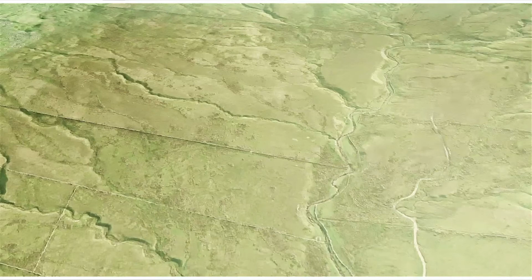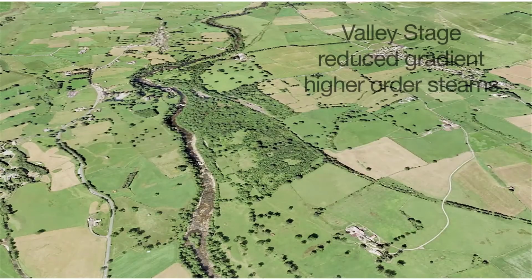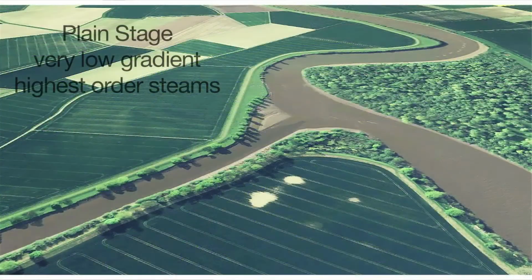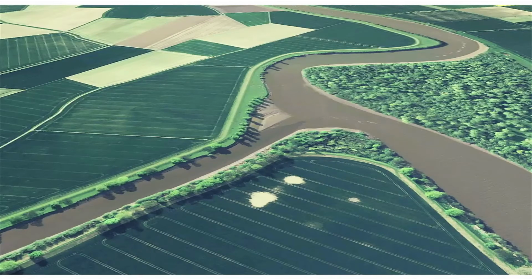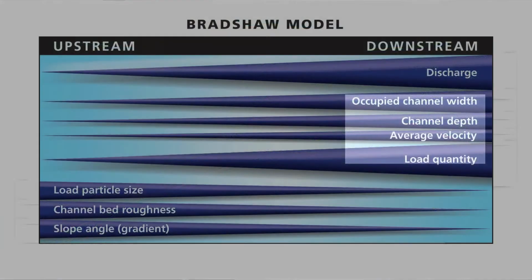Remember your long profile. But as we go down the river, some other things do happen. The amount of water hitting the river increases. Think about your Strahler model. The amount of channel width increases. The channel depth increases. The average velocity of the river actually increases. Load quantity. Because of the sheer size of the river, it can actually carry more material.